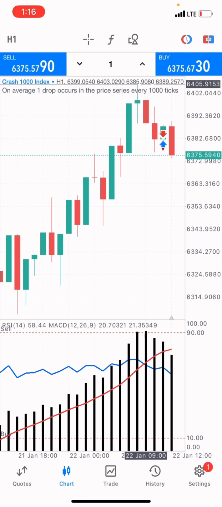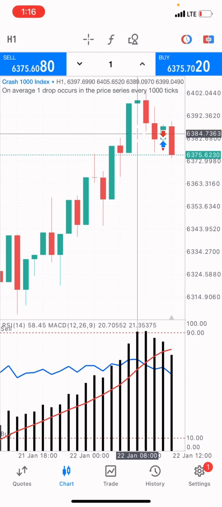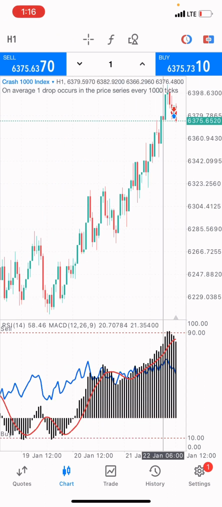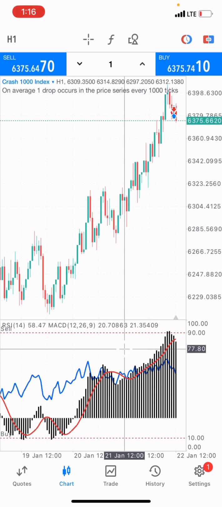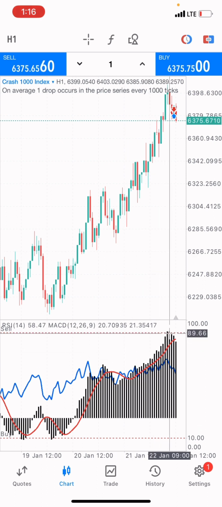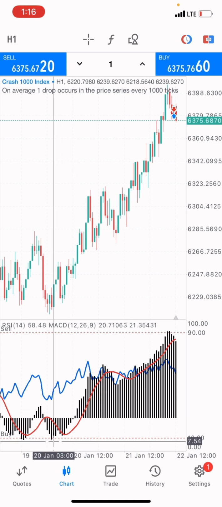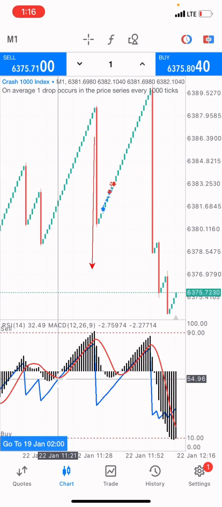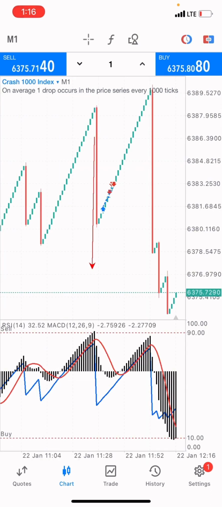This is the 1 hour time frame. Perfect. On the 1 hour time frame, price is at the overbought, and whenever price gets to this region, price will always drop down. Whenever price touches this level of 90, price will sell, and whenever price gets to this point, price will buy. This is the 1 hour time frame. Now let's check the 1 minute time frame. It's a little bit different from that, right?